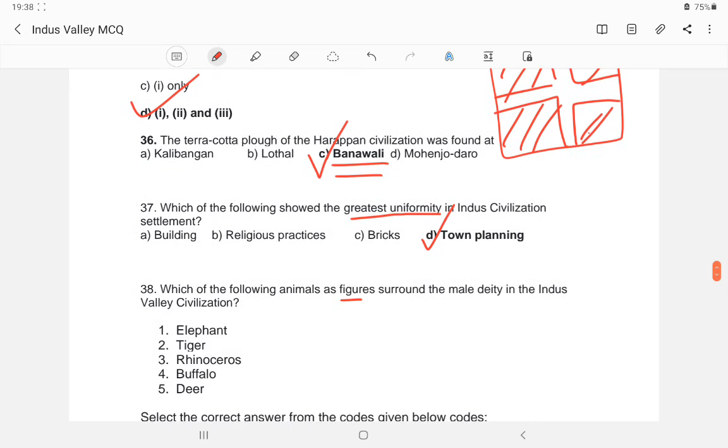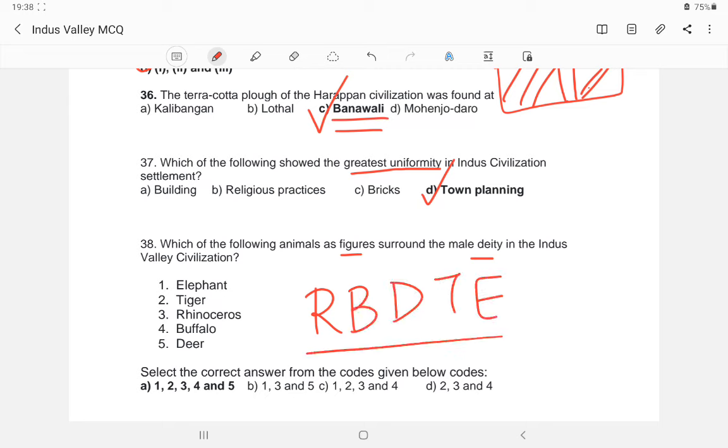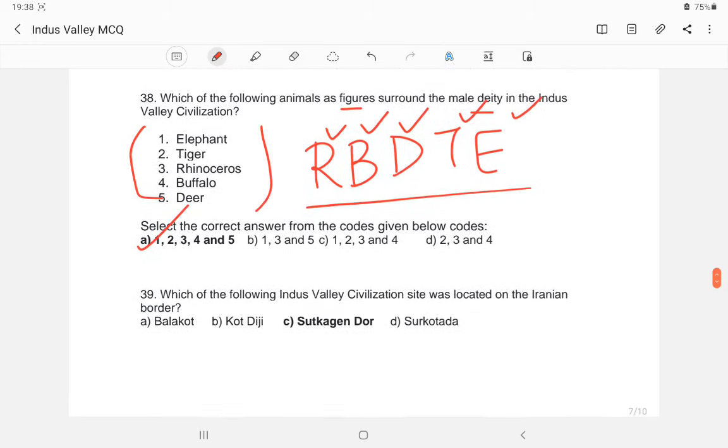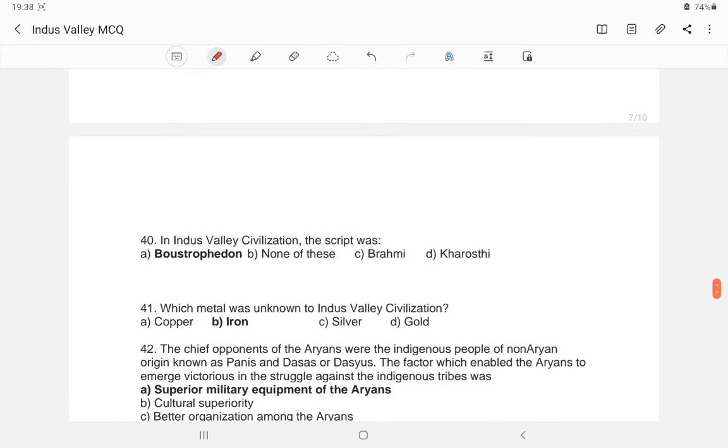Which of the following animals figures on the male deity? I've already told you about Pashupati. Around him you see animals, that is rhino, buffalo, deer, tiger or elephant. RBDD it was. So the answer is 1, 2, 3, 4, 5. Which of the following Indus Valley sites are located on the Iranian border? On the Iranian border you see Sutkagendor, the westernmost part. In the Indus Valley civilization, the script was deciphered by Bostrophedon.